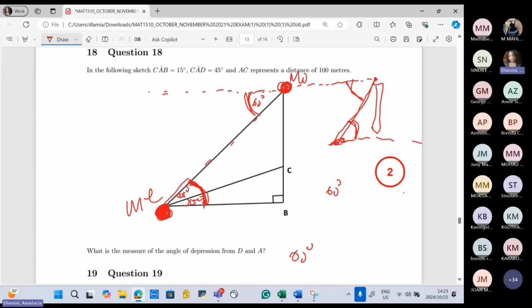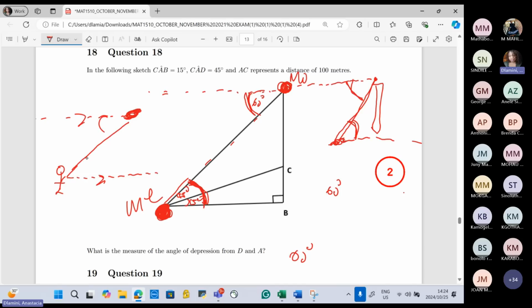So how do I look at that? It's because when I measure the angle of elevation, if I'm standing here, I always draw a horizontal line like this. When I measure an angle of depression from here, I always draw a horizontal line like this. And I know these two lines are parallel.